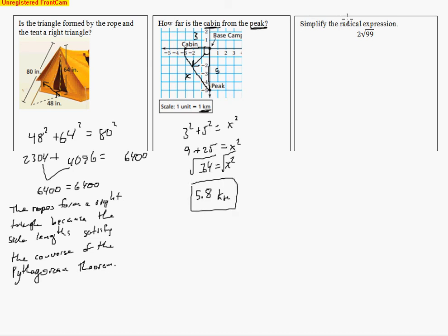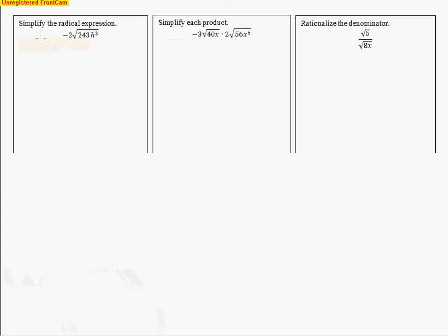So now we're trying to simplify these radical expressions. The key is to look for the perfect squares underneath the radical signs. So I see that 9 times 11 makes 99. And 9 is a perfect square, so we'll be able to factor that out. The square root of 9 is 3, and I still am left with that square root of 11. So my answer is going to be 6 square roots of 11 because we multiplied the two numbers that were outside the radical sign.